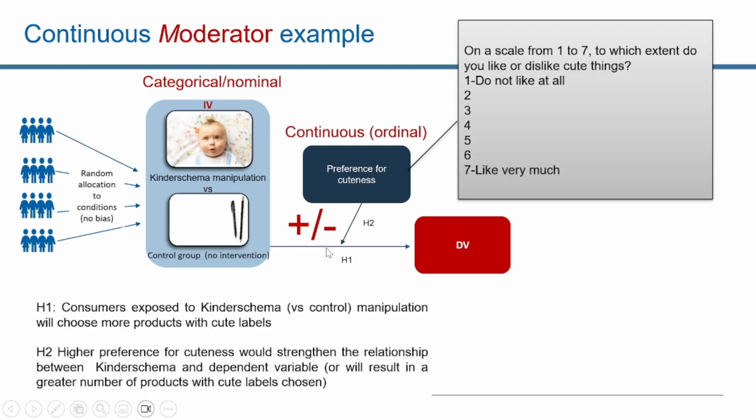Using the same example with Kinder schema, let's say this time I ask people to measure their preference for cuteness using an ordinal level of measurement, where 1 stands for I do not like cute things and 7 stands for I like cute things. This is an example of a continuous moderator where we're still hypothesizing that higher preference for cuteness would strengthen the relationship between Kinder schema and the dependent variable, or it will result in a greater number of products with cute labels chosen, in other words. So this is what I am hypothesizing over here.